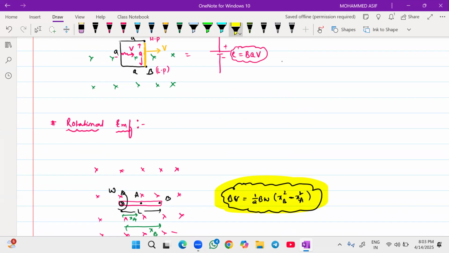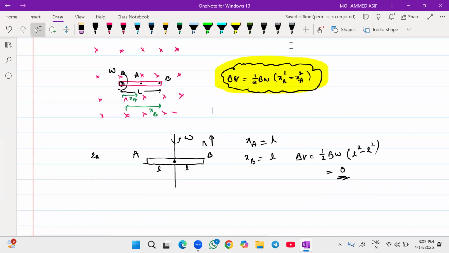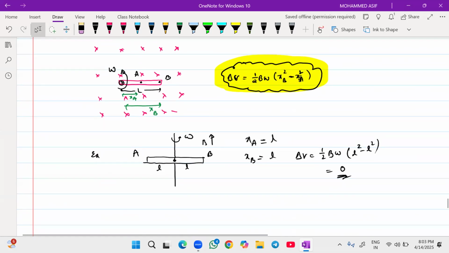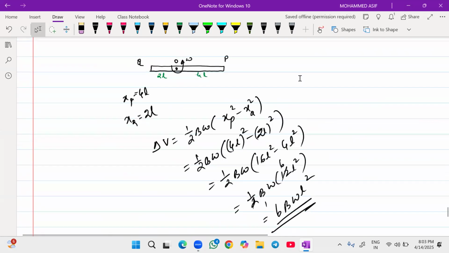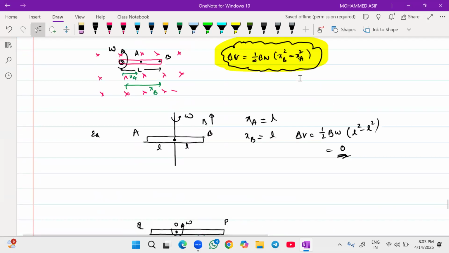If there are any problems based on rotational EMF, see how simple I made it. If you get a question where a rod is rotating in a magnetic field, you just need to remember this formula: delta V is equal to half B omega into XB square minus XA square. Previous knowledge is not at all required. Just remember this and practice these two problems as I have done. Now take your PYQ booklet and see some questions on rotational EMF and E is equal to BLV.